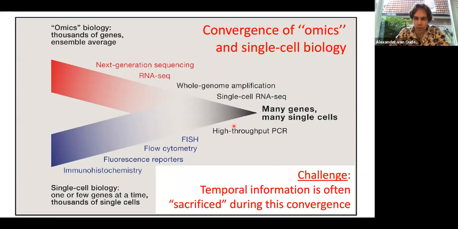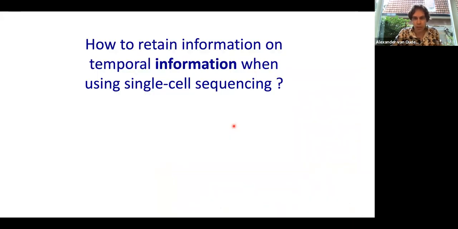Nowadays, when you do a single cell sequencing experiment, it's a destructive experiment. So you cannot really do, as mentioned before, many experiments on the same cell. It's just one experiment. So how do you figure out what happened in time? That's a big challenge, which is, of course, the topic of this workshop. How can you retain information on temporal events when you're doing single cell sequencing?